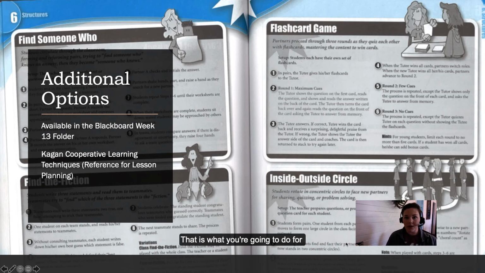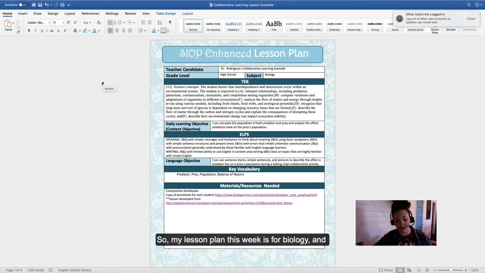That is what you're going to do for your cooperative learning activity that you're going to submit this week. You also need a lesson plan that activity can fit into. So my lesson plan this week is for biology, and my students are working on predator-prey population and the balance of nature, and they're going to have to calculate predator and prey populations.